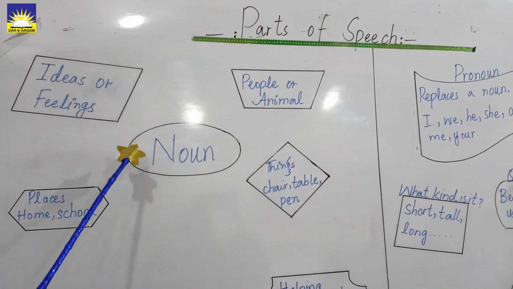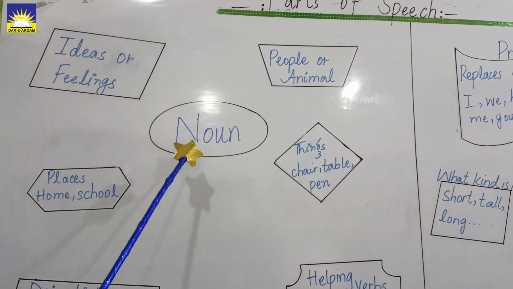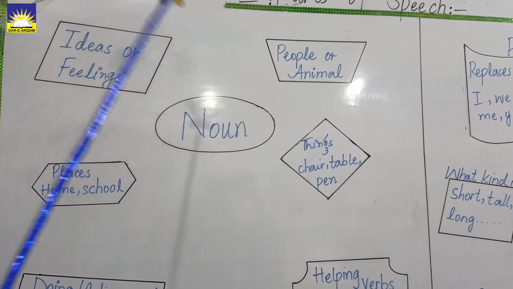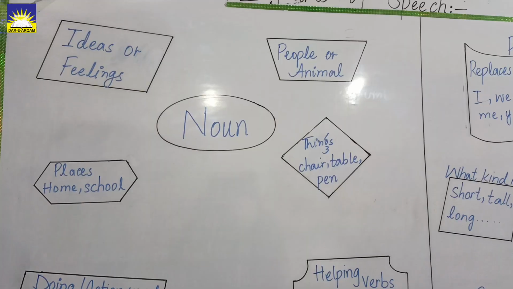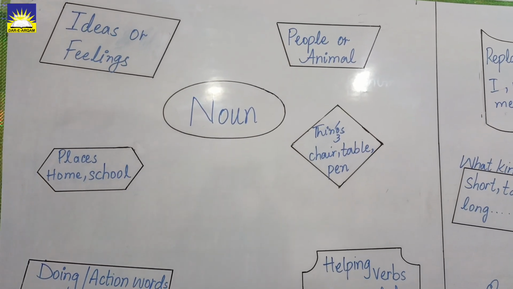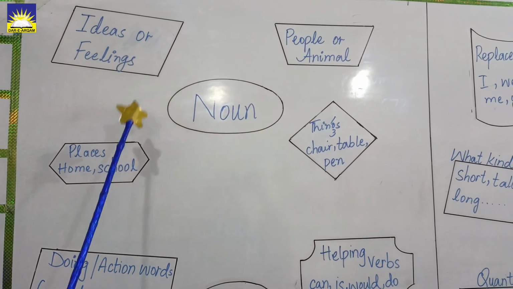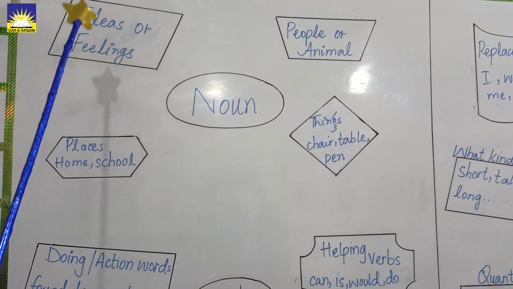Here you have, the first one is noun. What is noun? Nouns are naming words. It can be the name of a person. It can be the name of a person, place, ideas, things, people or animals. What are nouns? Noun is the name of people or animals, things, places, ideas or feelings.